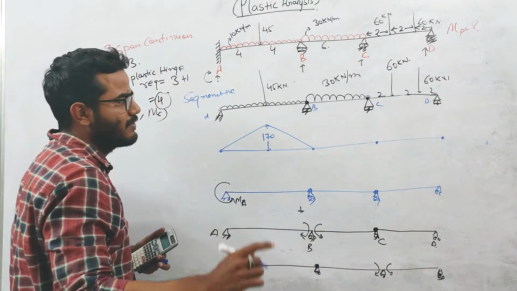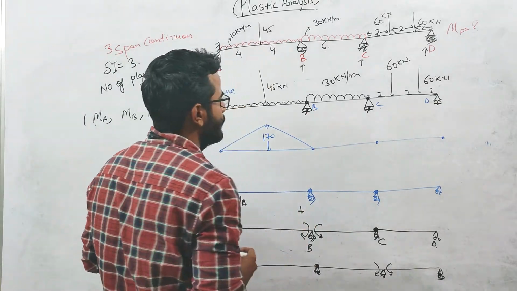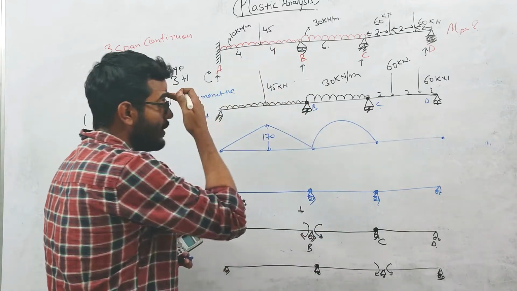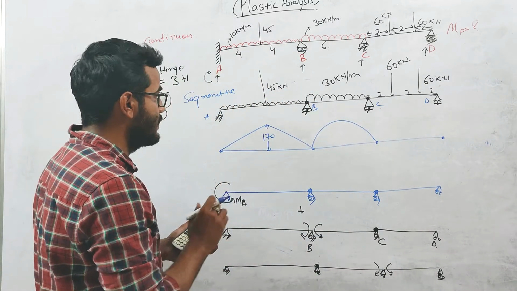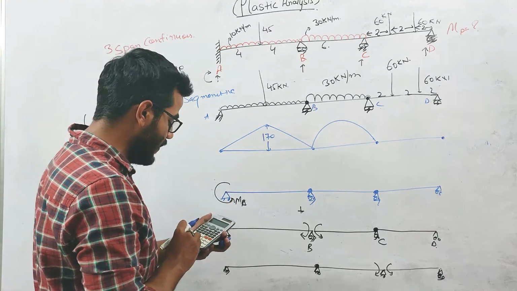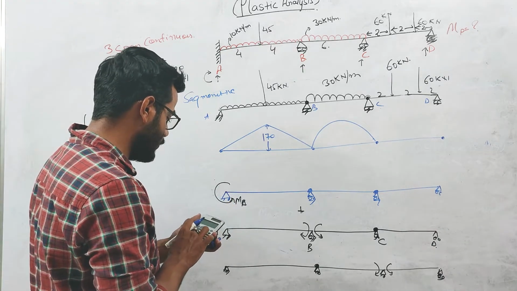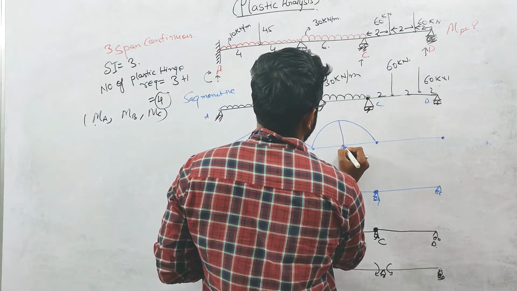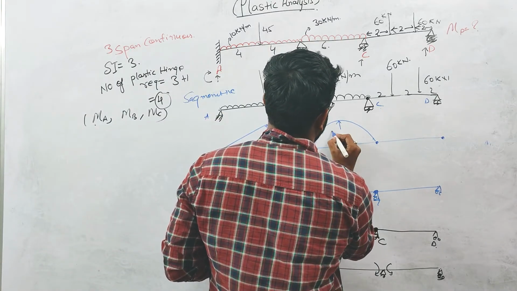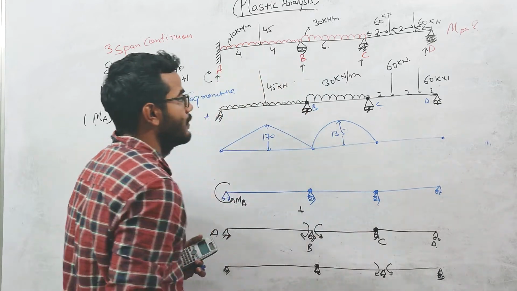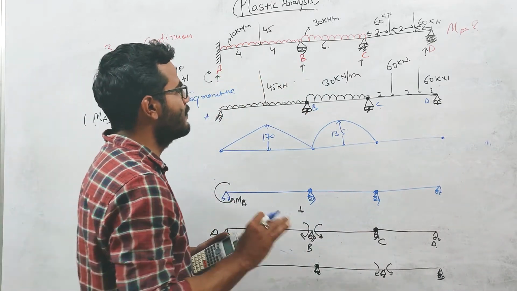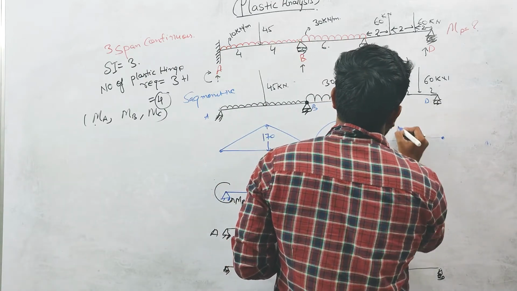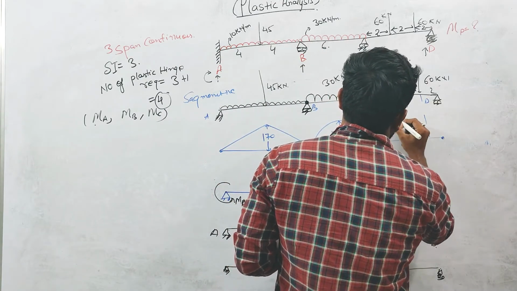Next let us come to span BC. For the BC portion, the diagram will look like this. The maximum value of the bending moment will be at the center, so it will be 30 into 6 square divided by 8. So this value is 135 kilonewton meter, and this will also be sagging. Now again let us come to this point. Its bending moment diagram will look like this.